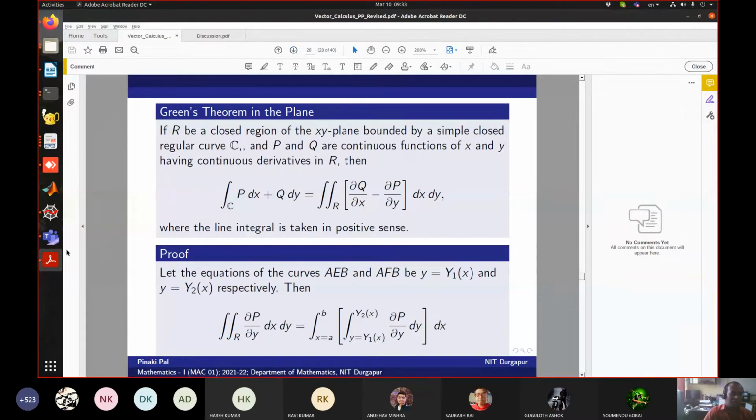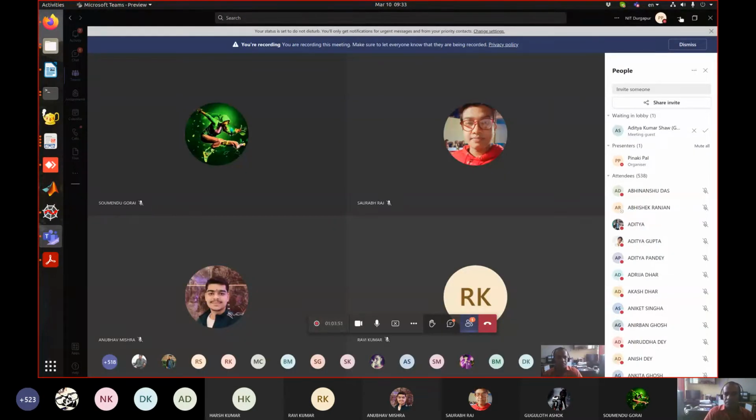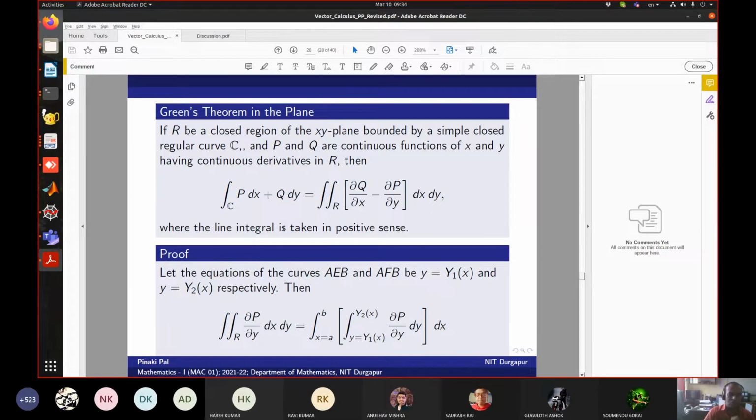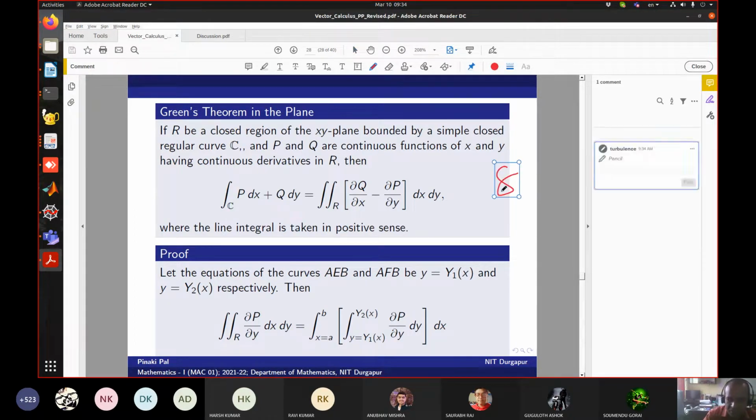Okay, so Green's theorem in a plane. Here is a connection between line integral and double integral. In a plane, we are within a plane. What we have in our hand is a closed regular curve. It is not like something like the number 8. It is a regular closed curve. It is not like this.